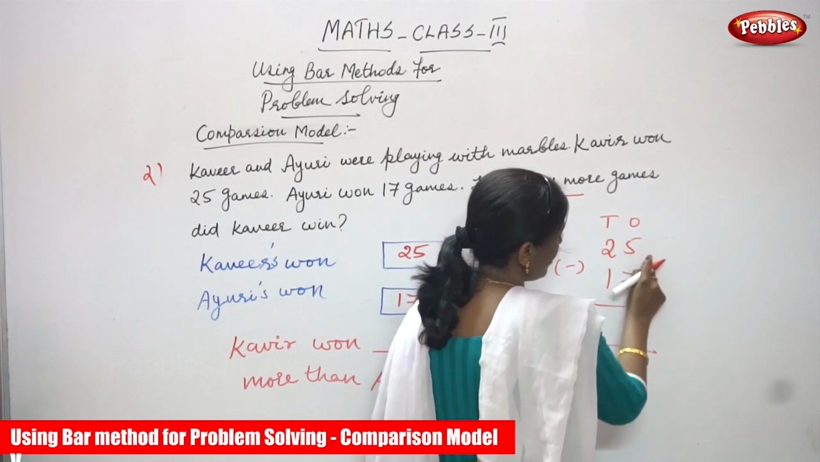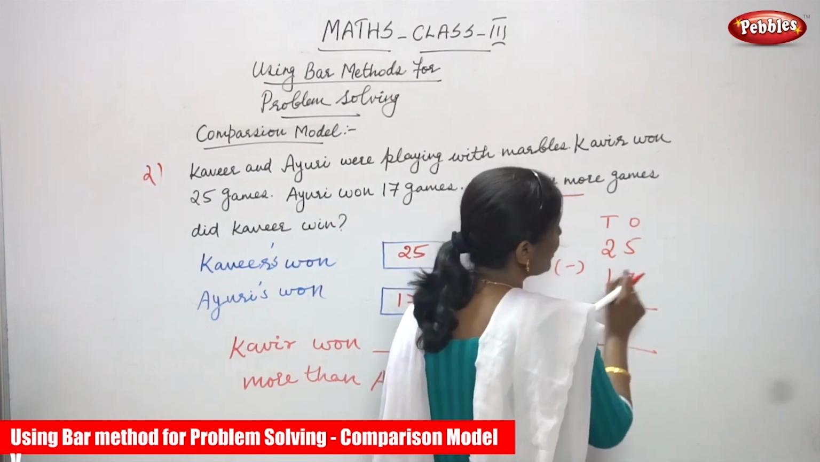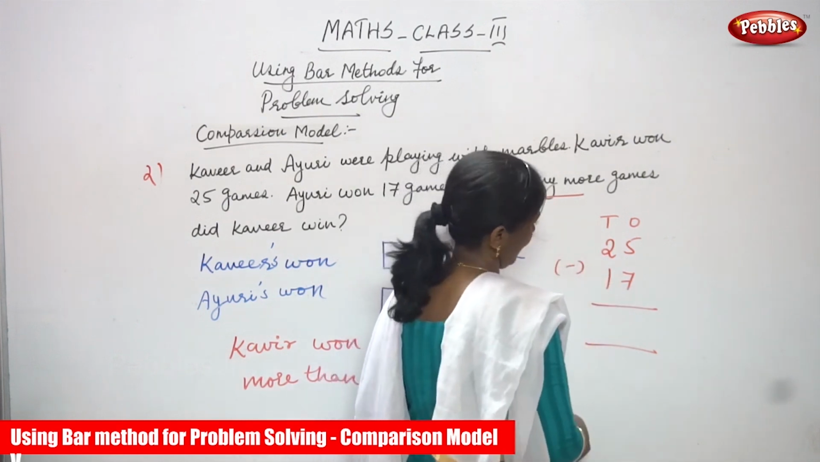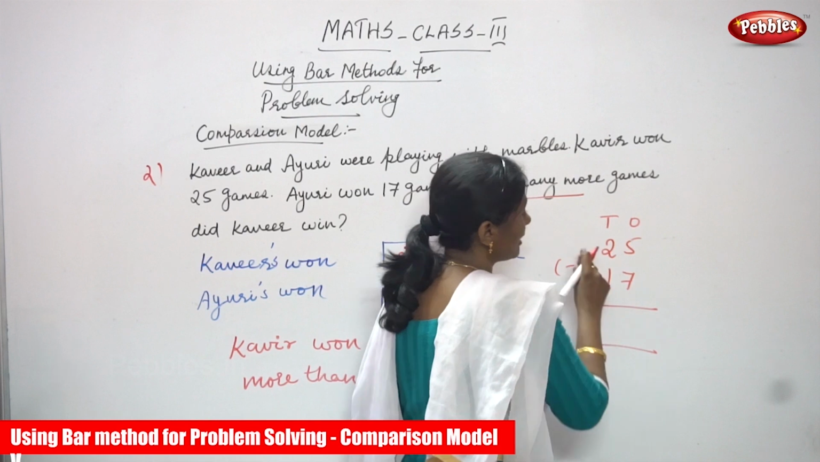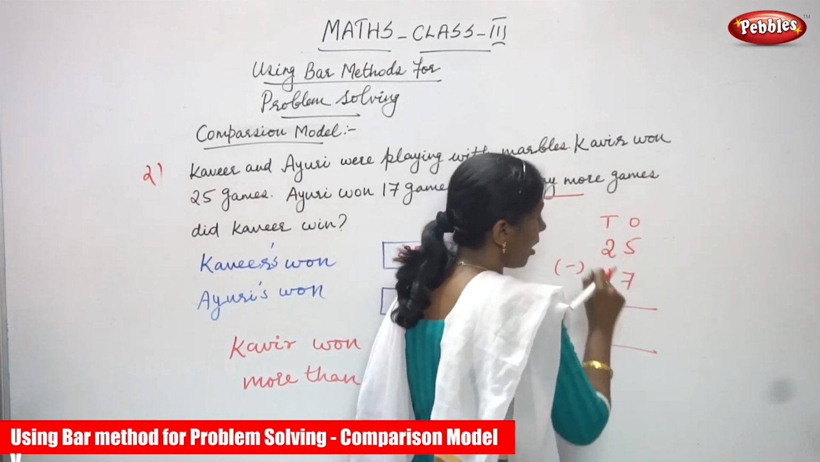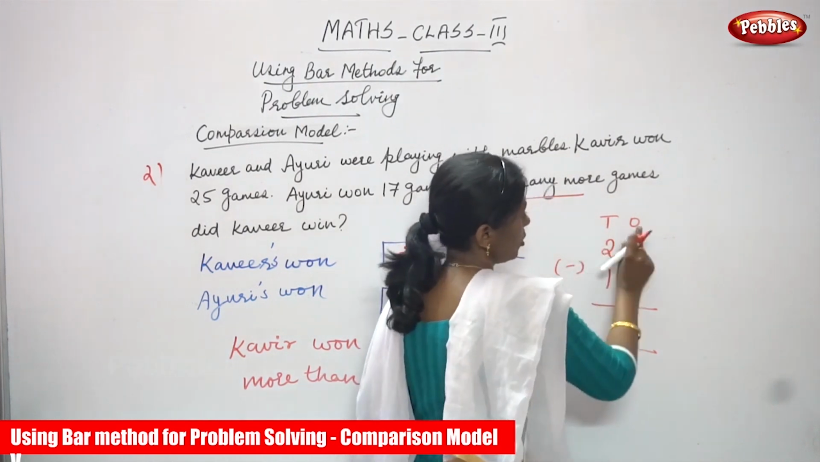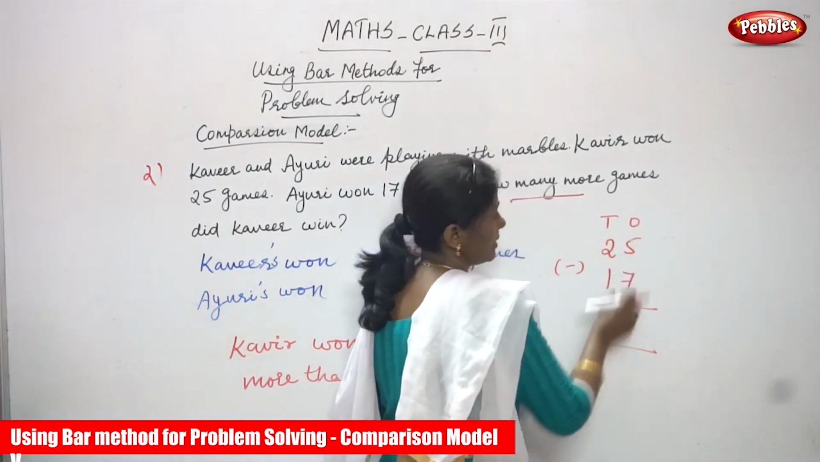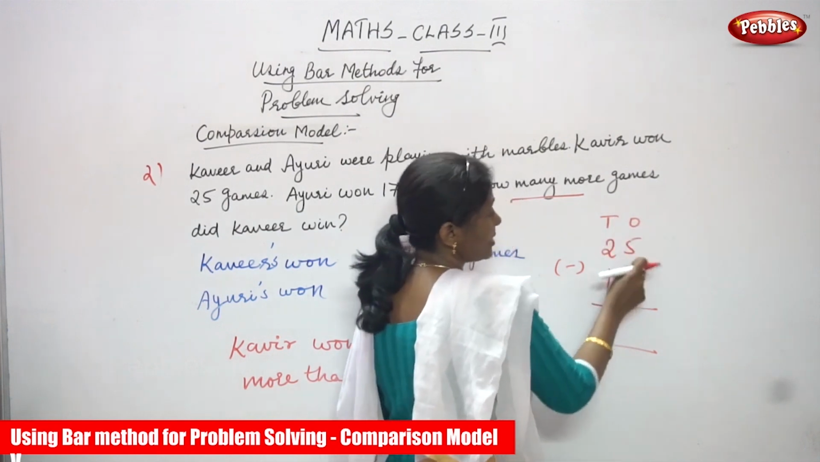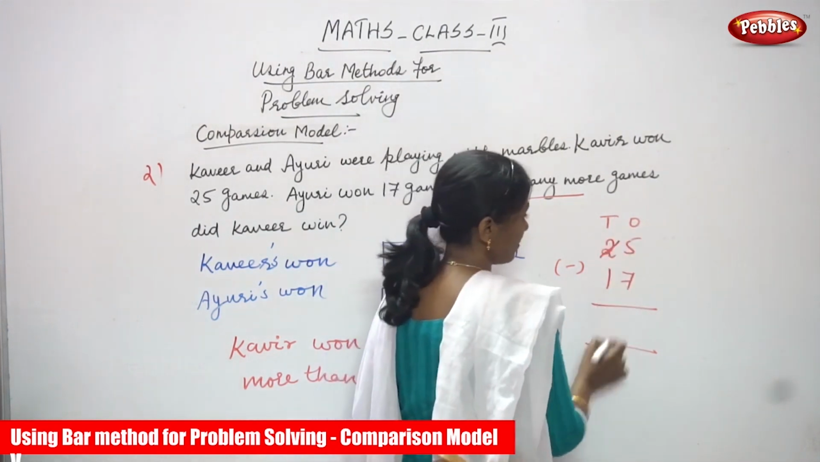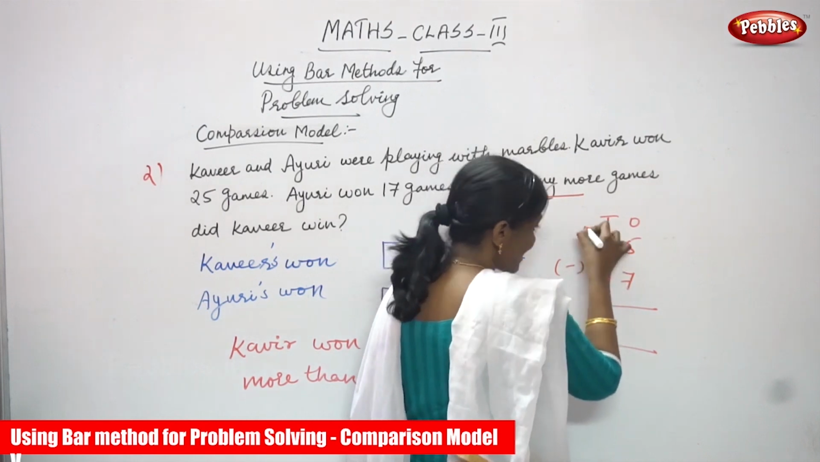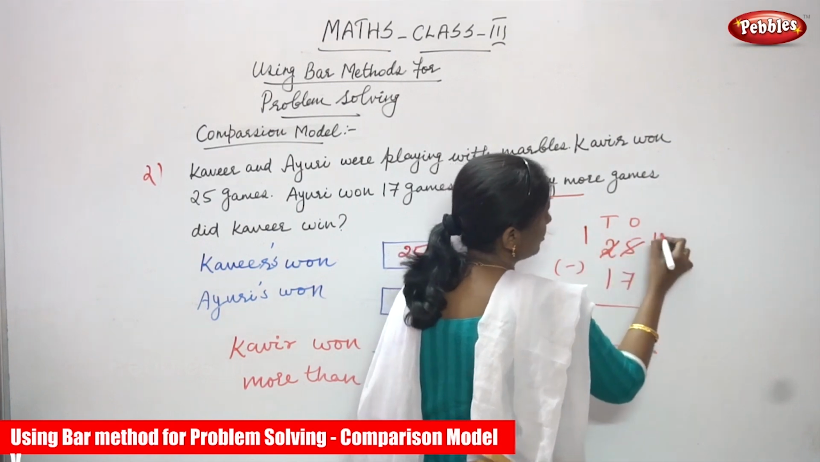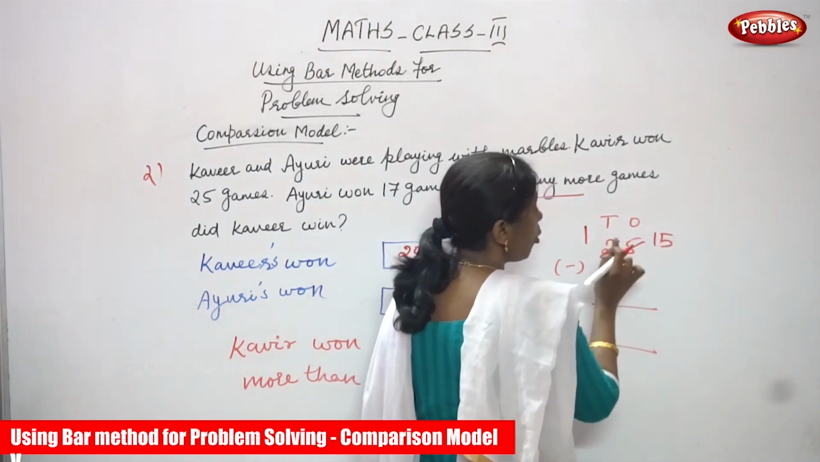So Kavir won 25 games and Ayuri won 17 games. Both are 2-digit subtraction. So first you have to write the place value. 2 tens 5 ones, 25. 1 ten 7 ones, 17. I'm going to subtract. I start with ones. So 5 minus 7. 5 is not enough to subtract, so I'm going to borrow from the tens place. I borrow from 2 tens. So 2 becomes 1.